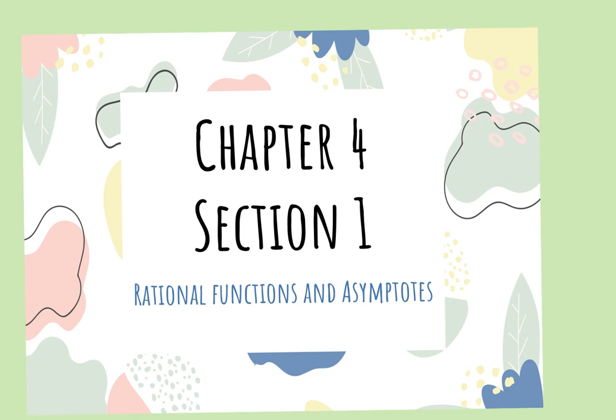All right, so chapter 4, section 1 and section 2 are using information to graph rational functions and their asymptotes. So these are all rational functions, being ones that have variables in the denominator. So this is going to have an x in the denominator. It could have a whole expression in your denominator, but that's what makes these graphs unique.